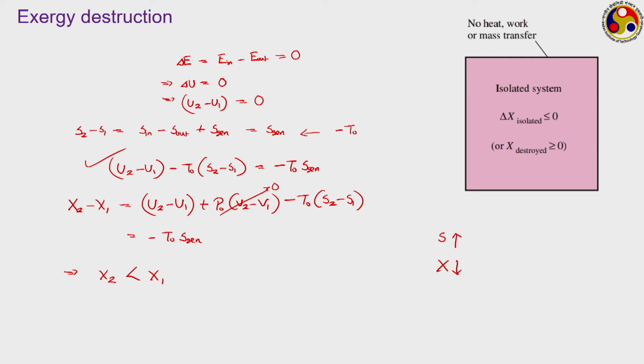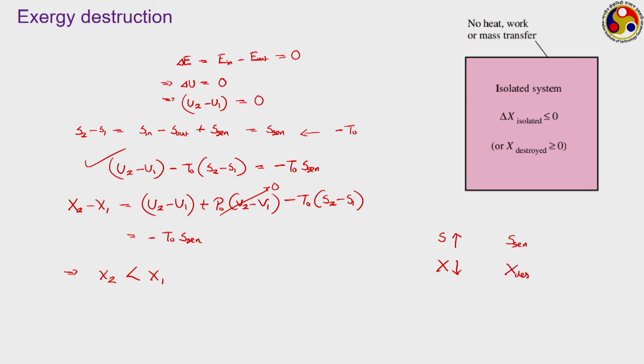and therefore, any real process can happen only in the direction in which either we have positive entropy generation, or sometimes we call it exergy destruction. Exergy destruction is the change in the exergy or reduction in the exergy of the isolated system because of the presence of irreversibilities. So, real processes can proceed only in the direction in which you will be having positive entropy generation or exergy destruction.